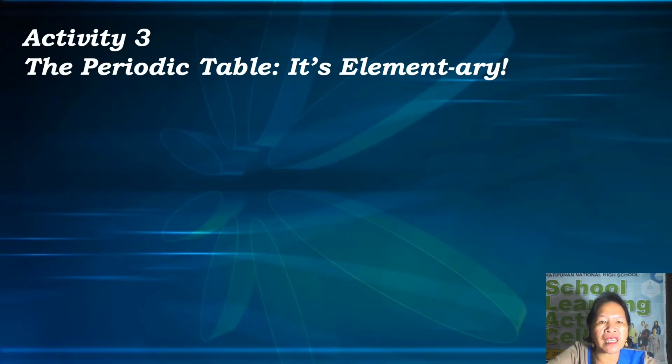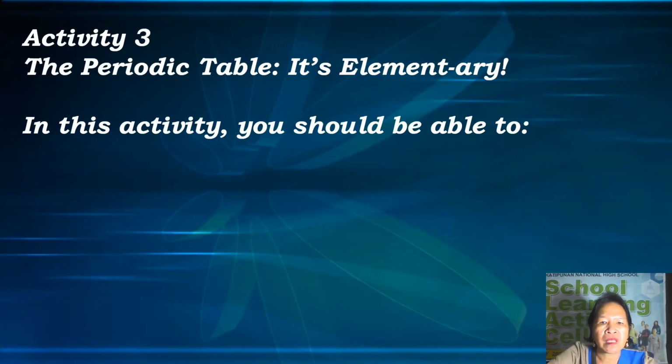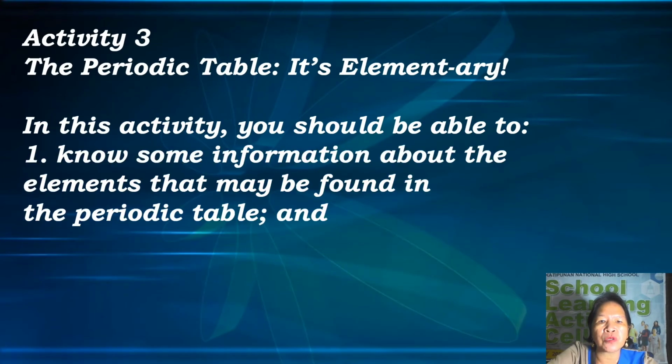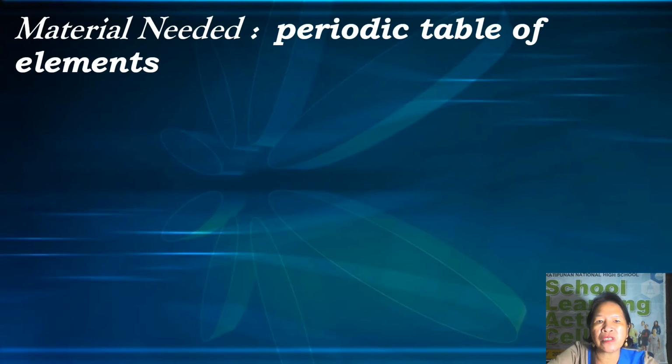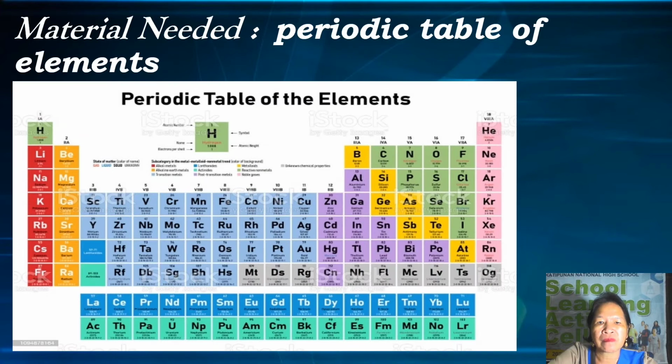Since you have already some knowledge on water and elements, let us try to know more about them by answering Activity 3, the periodic table. It's elementary. In this activity, you should be able to know some information about the elements that may be found in the periodic table and identify the group, number, and element it belongs to. What do you need in order to answer this activity? We have the periodic table of elements. This is an example of a periodic table of elements.